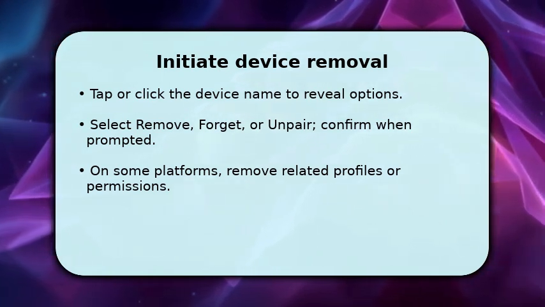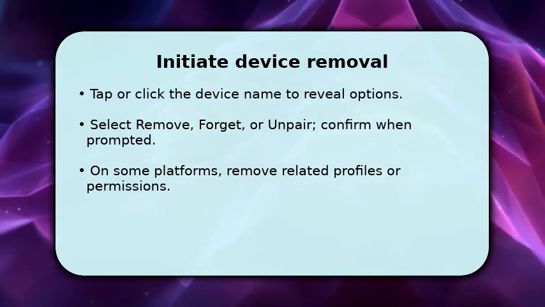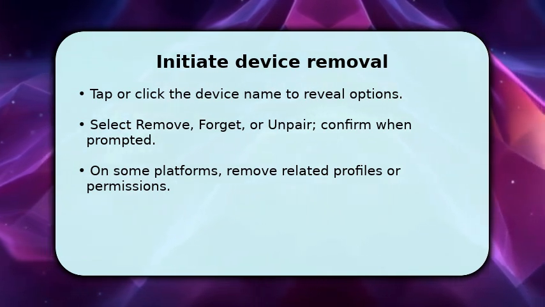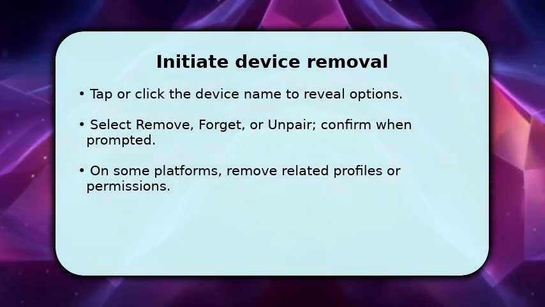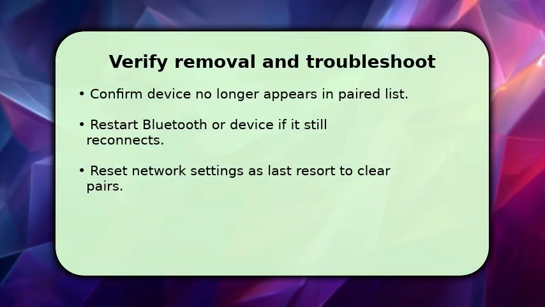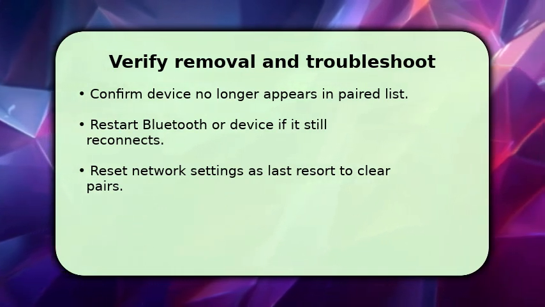On desktops, also check sound or input device lists and revoke any specific profiles or permissions to fully clear the connection. Make sure to wait a few seconds for the system to update the list before moving on. After removal, verify that the device is gone from the paired list and that it no longer auto-connects. This ensures keys were deleted.